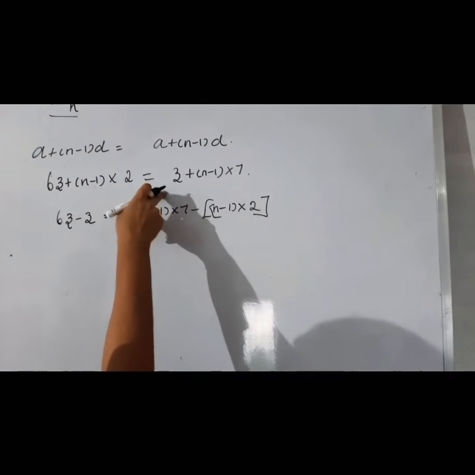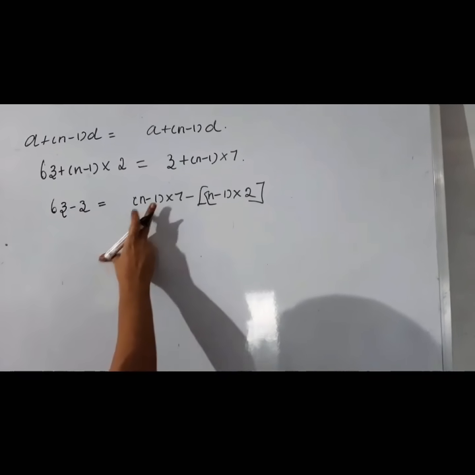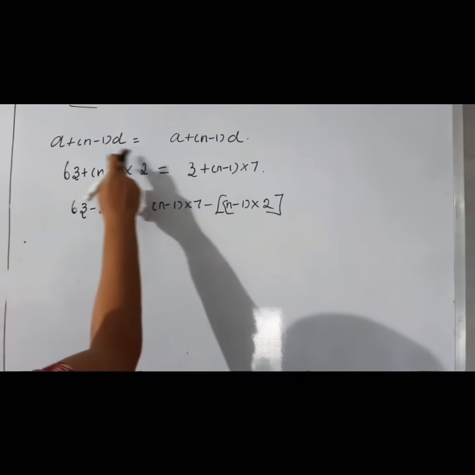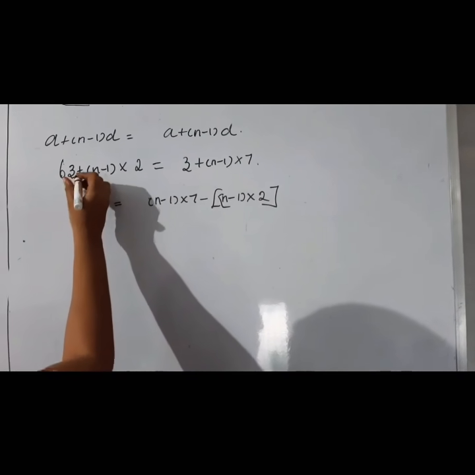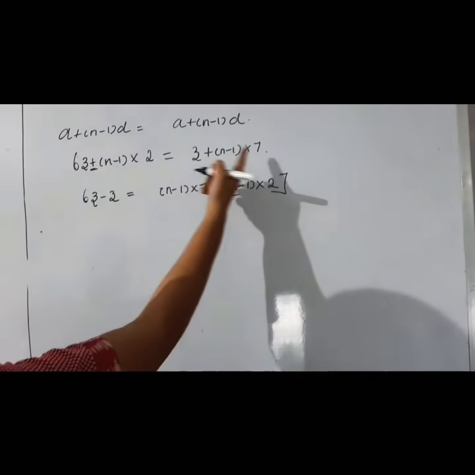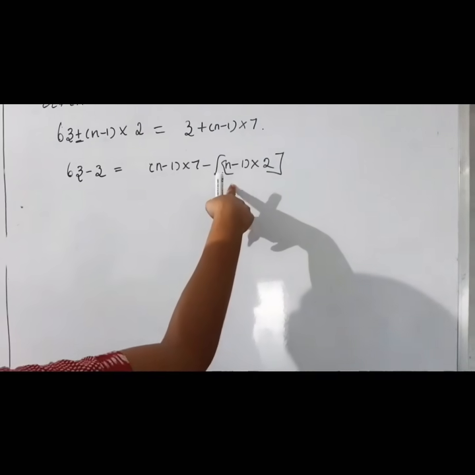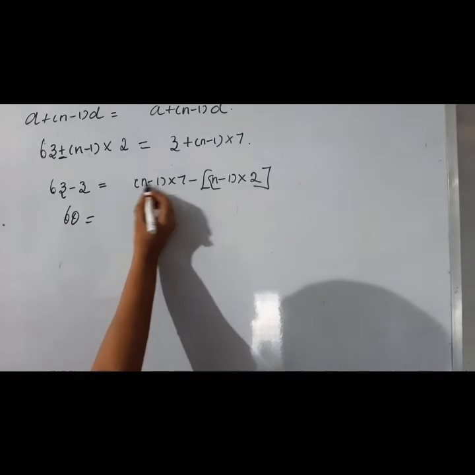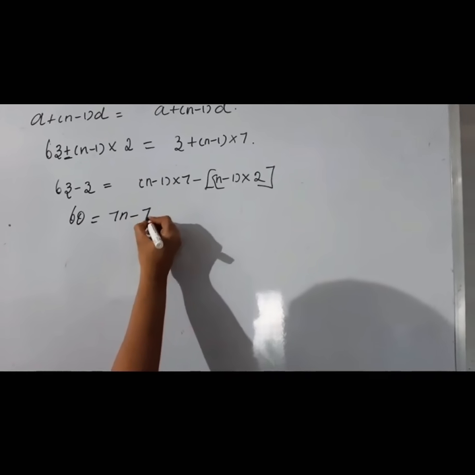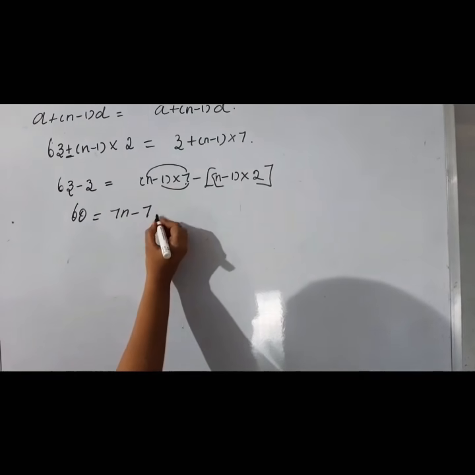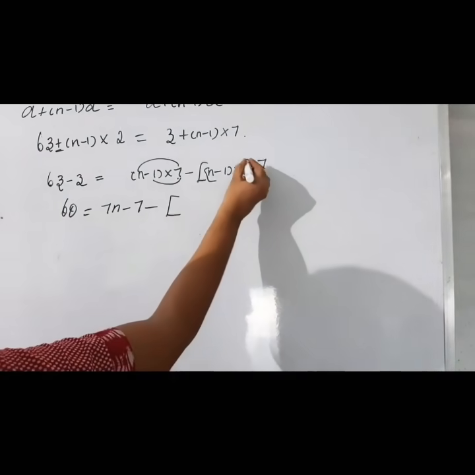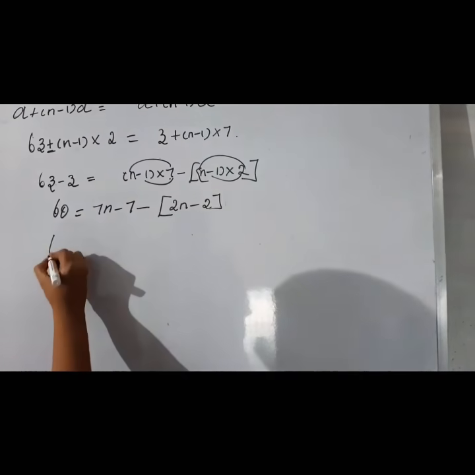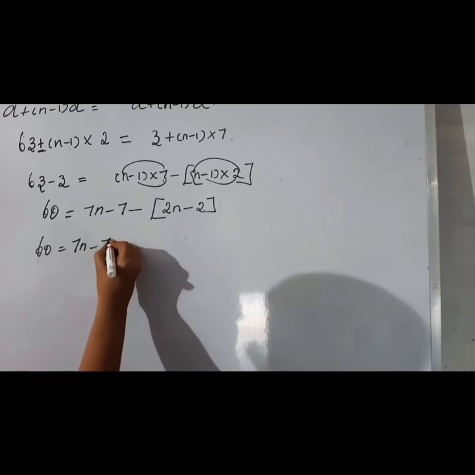We have taken the numerals to the left side of the equation and the terms with n to the right side. When you transpose plus 3 to the other side, it becomes minus 3. When you transpose plus (n minus 1) into 2, it becomes minus (n minus 1) into 2. 63 minus 3 is 60. Here it is 7n minus 7, multiplying 7 with n and 1, minus 2n minus 2. 60 is equal to 7n minus 7.